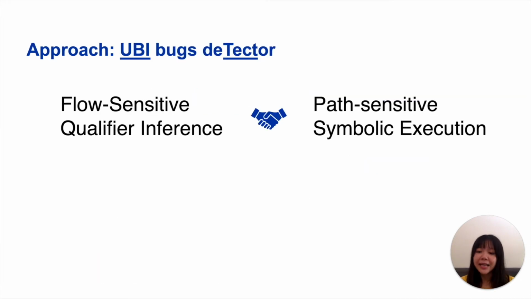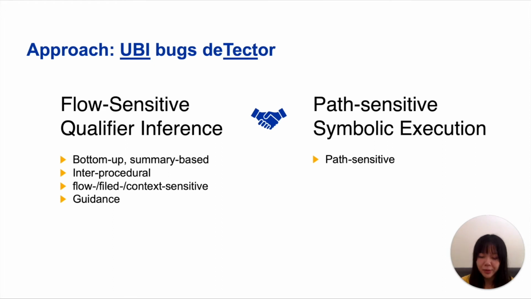To solve this challenge, we propose the UBITect approach, which is a UB bug detector. It combines qualifier inference and symbolic execution to automatically find bugs in the Linux kernel. On this page, I will show you some high-level ideas, and the details of these two methods will be explained in later pages. So first, let's see how those two components address this challenge.